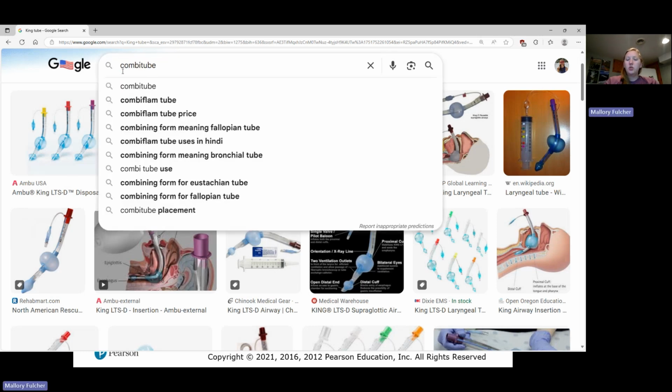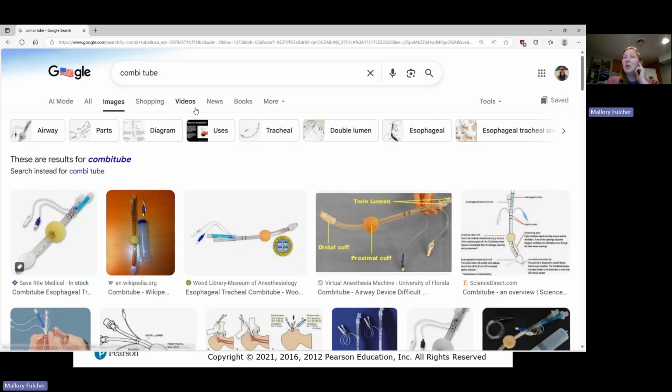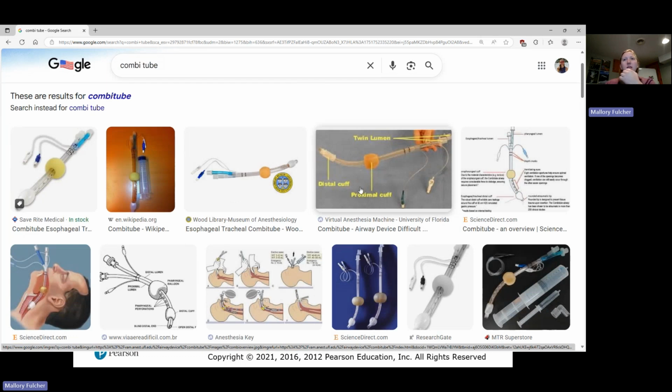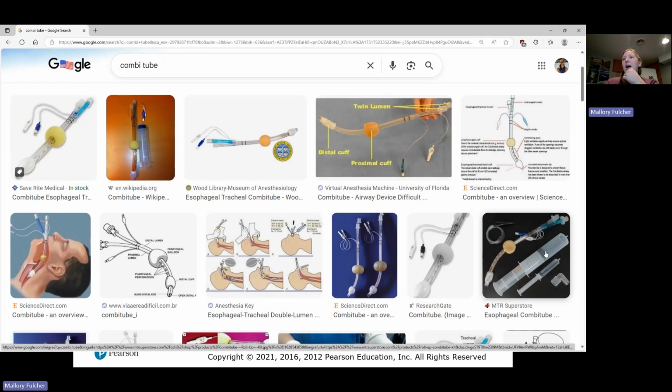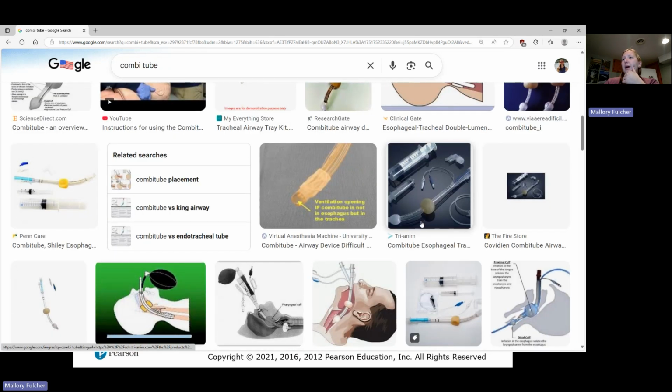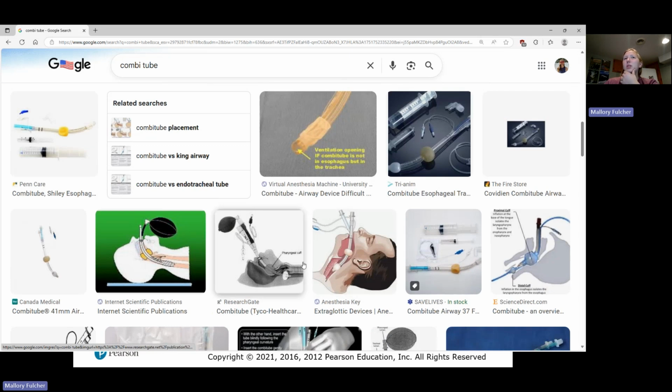Combi tube is the one that you probably won't see. I won't say that you'll never see it. I know there are some services out there that do still use it. There is quite a lot to this device. One, it doesn't come in pediatric sizes, as far as I know anyways. So it's kind of a one size fits most type of situation.